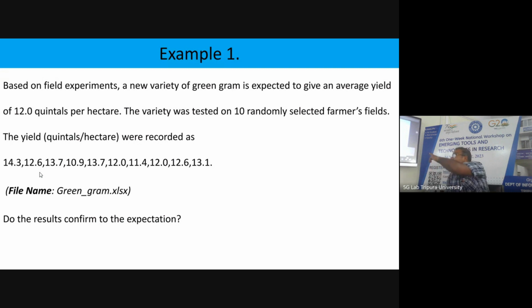There was a file, an Excel file, where this was kept. I am not showing you that, because this machine probably does not have SPSS. I need SPSS to show that. But the data is there. Now, do the results confirm the expectation? The expectation was 12 quintals per hectare. Let's see.